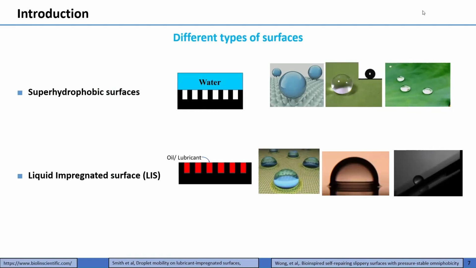Liquid impregnated surfaces are those surfaces in which this air layer is replaced by the lubricating oil, creating a smooth and slippery interface. This allows the droplet to easily glide on these surfaces with the minimum adhesion.